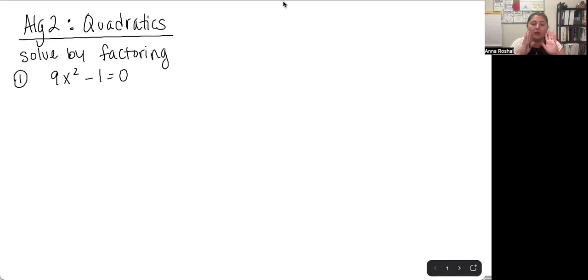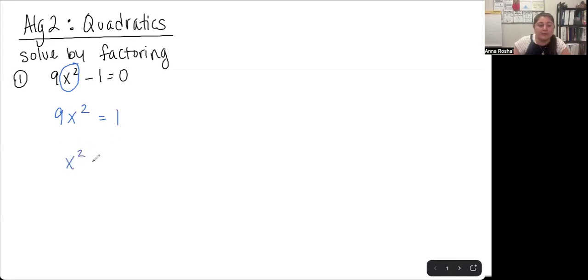And whenever we have a solo x squared with no additional x's, no x cubed or anything else, it's just x squared, my recommendation is to go straight in and solve by the square roots method. So our goal is to get this x squared all on its own, and then once it's by itself, we can square root both sides. So I'm going to go ahead and add 1. So I get 9x squared equals 1. Divide by 9 on both sides. X squared equals 1 over 9.